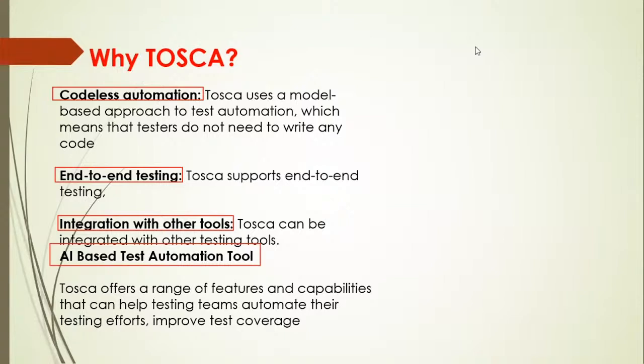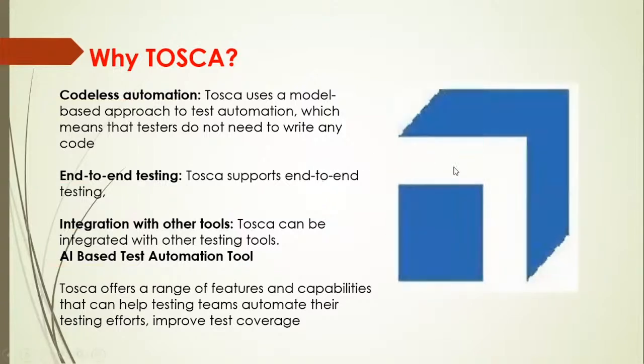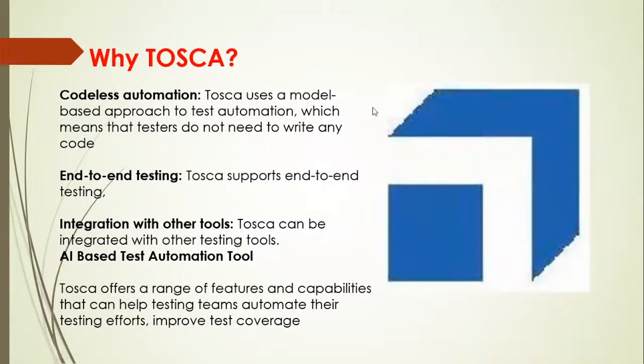I'll show you the TOSCA icon representation, team. This icon representation belongs to version 13.0. We use this icon for versions 13.2, 13.4 and 14.0, but after 14.0 there is a different icon representation in Tricentis TOSCA. The latest version is 16.0, and its icon representation also changed. Clear? These are all the versions. Currently, on my system, I am using 15.0.